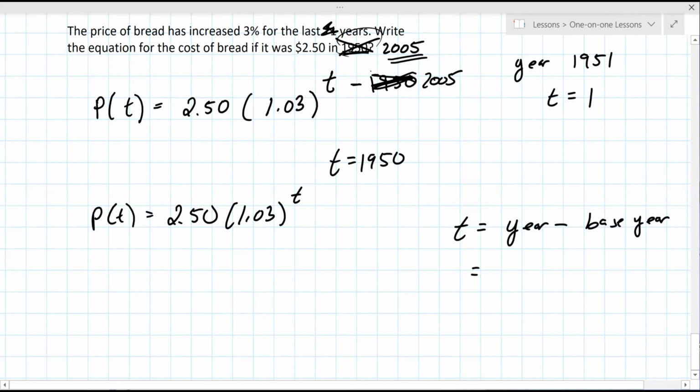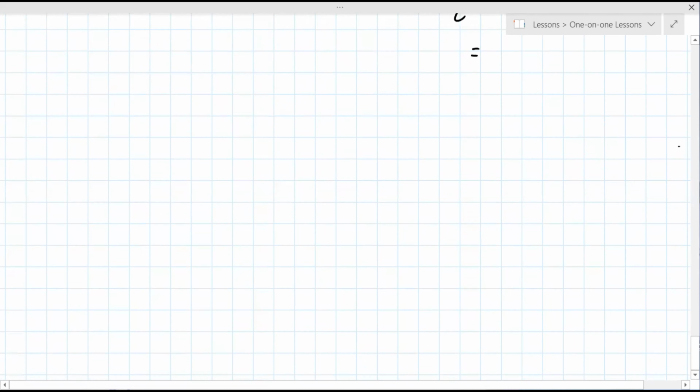If we go back to the original, what I'm trying to get you to see is that this number that I'm circling, the base year, changes. If it was 1950, that's 1950. If it's 2005, it's 2005. But then I can ask you in a later year. Okay, let's do this another way.